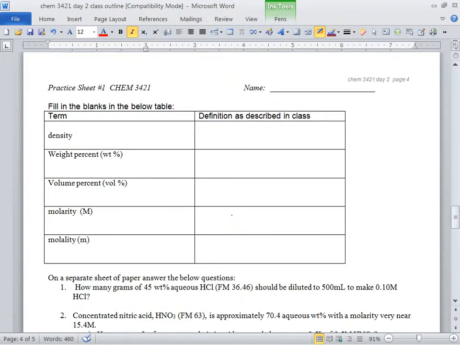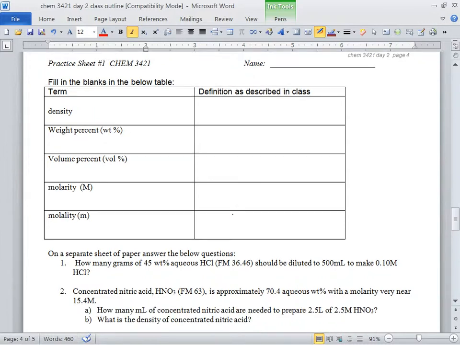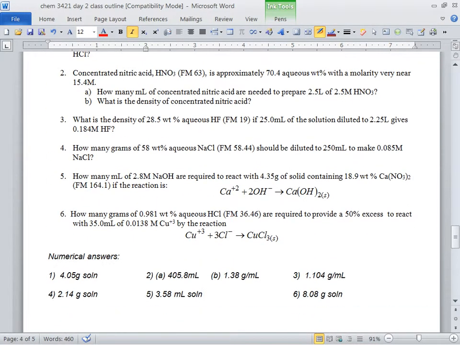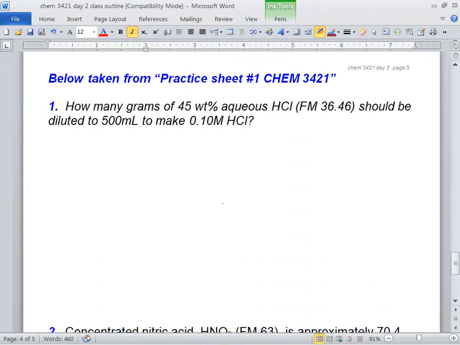So if you look at the assignment sheet, this is some homework here. You have to knock this thing out, and your numerical answers are on the bottom. So what I did is I blew up the first one so we can work on it here. You'll tear out that page and turn that in for next class period. How many grams of 45 weight percent aqueous HCl should be diluted to 500 mils to make 0.1 molar HCl?